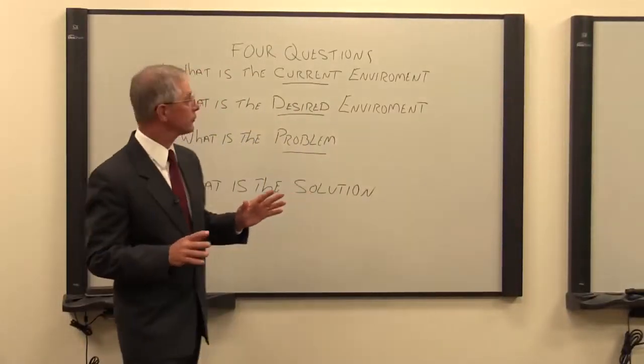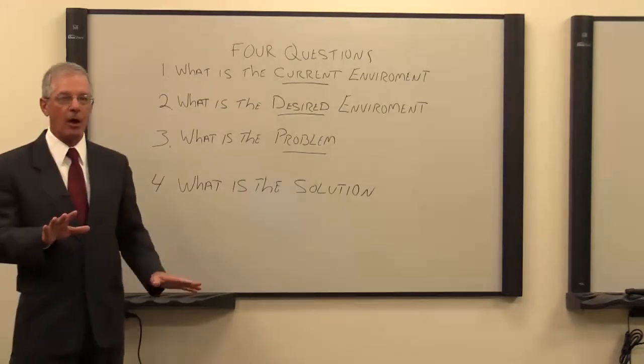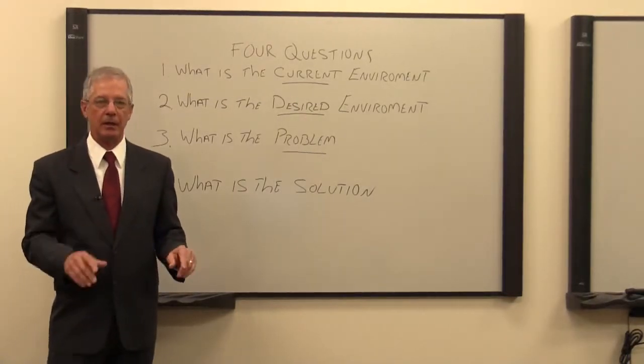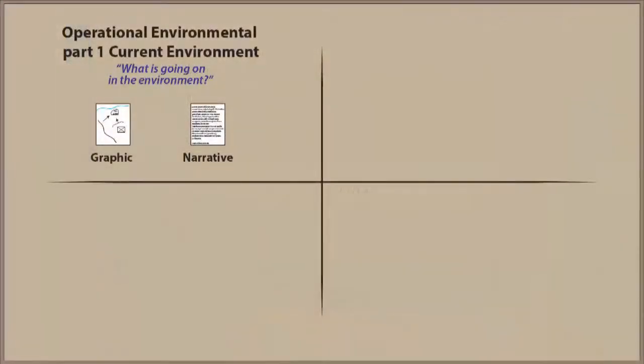Operational design is built around these 4 questions listed here. Everything else is just TTP. The first task is to understand the environment, so we ask 2 main questions. First, what is going on in the environment?